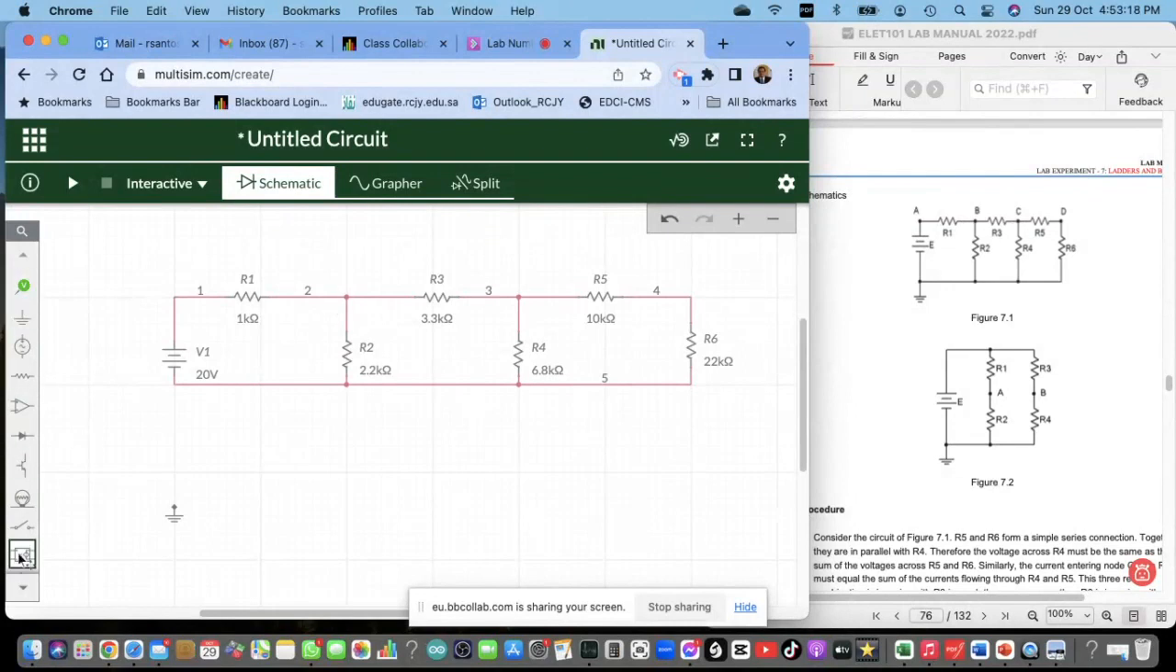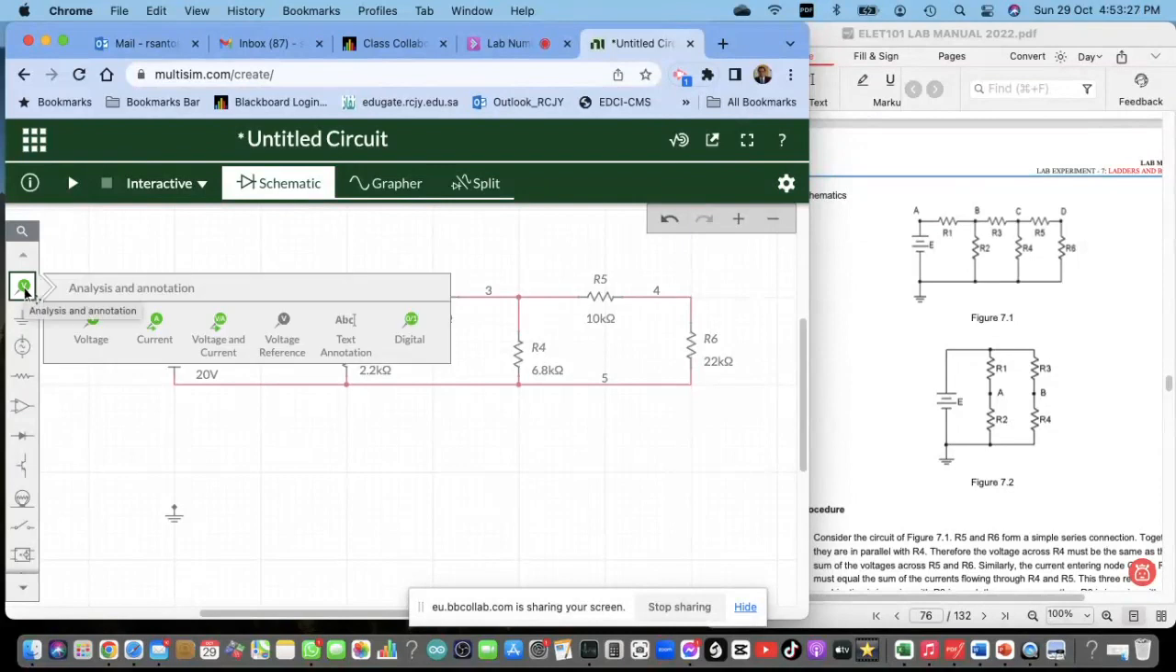So what you will do, again, go to the toolbars. From the analysis and annotation, you find the instrument that you need, for example, measuring voltage, current, or voltage and current at the same time. This one will measure the voltage and current at the same time. Digital also, digital probe. But for this, we need to measure only VA first. So let's use this instrument V.